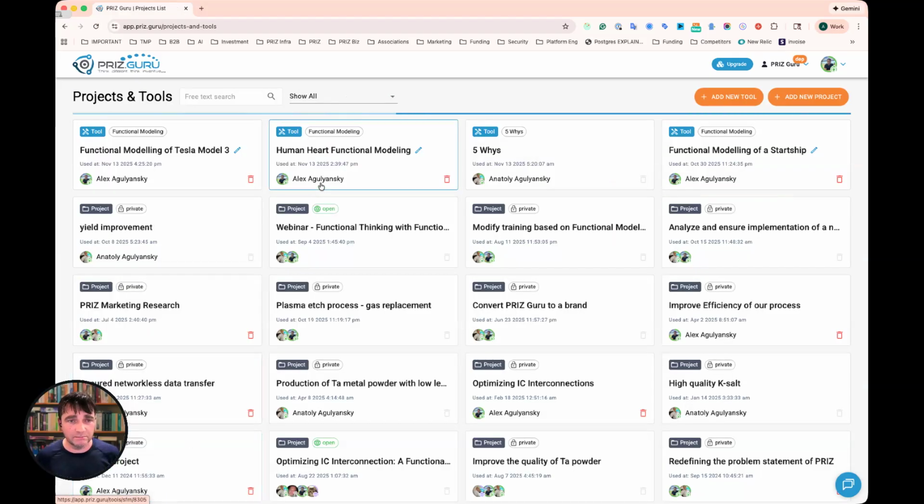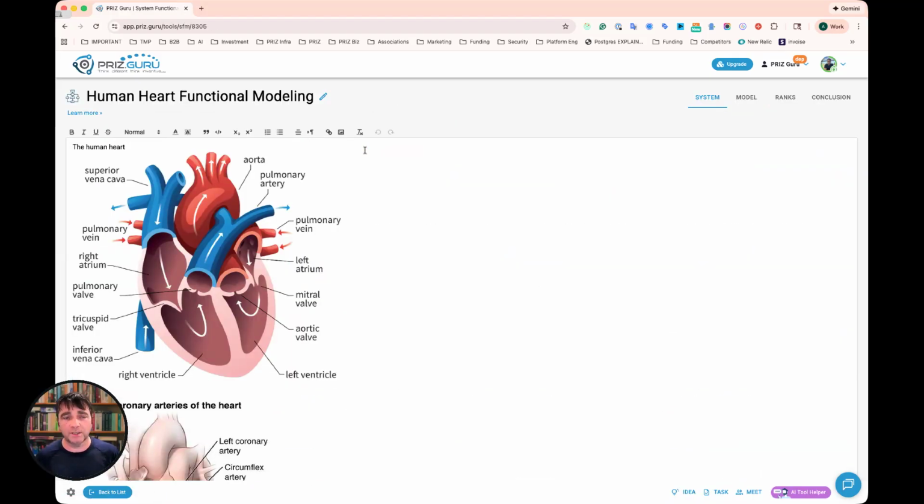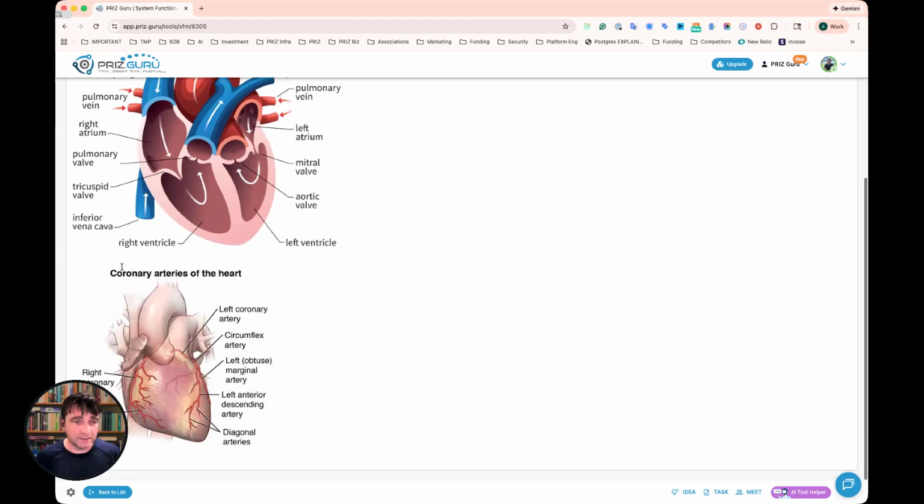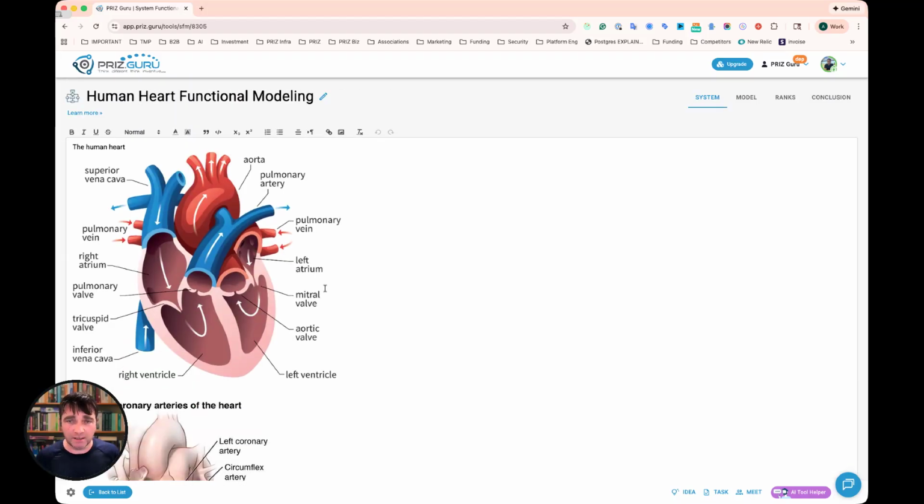Now this is good, but we can go further and we can say, you know what? I don't have the full description. All I have is an image, right? And in this case, it's an image of a human heart, the parts of the human heart, the coronary arteries of the heart, so some peripherals of the heart. And that's really all I have.